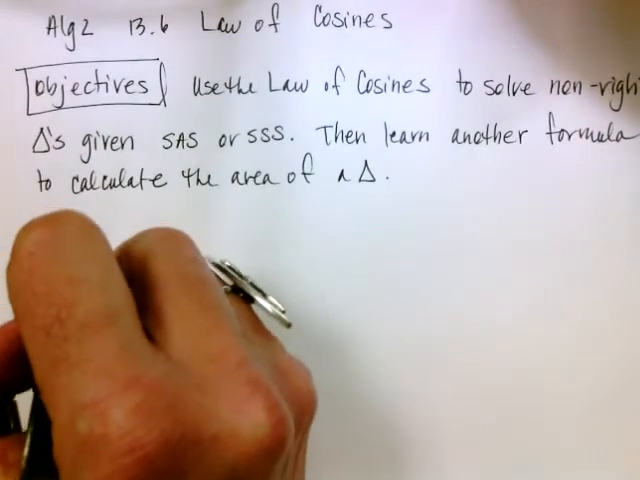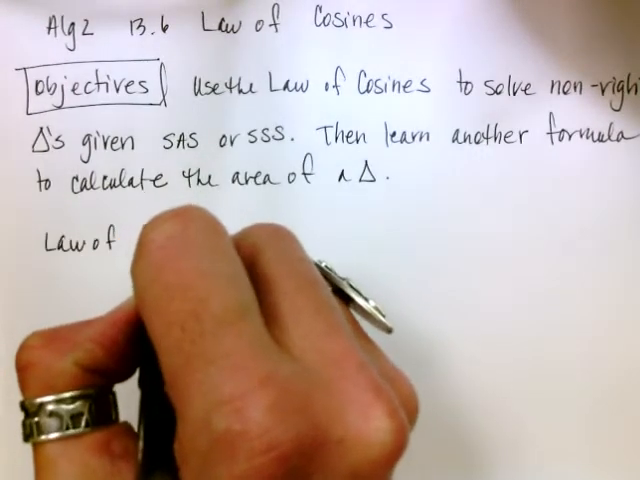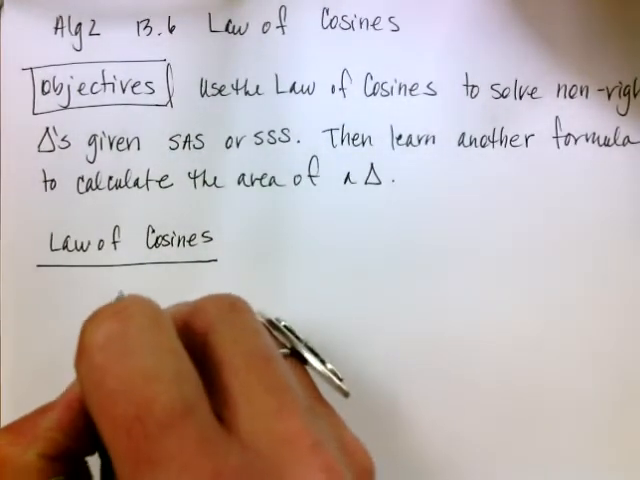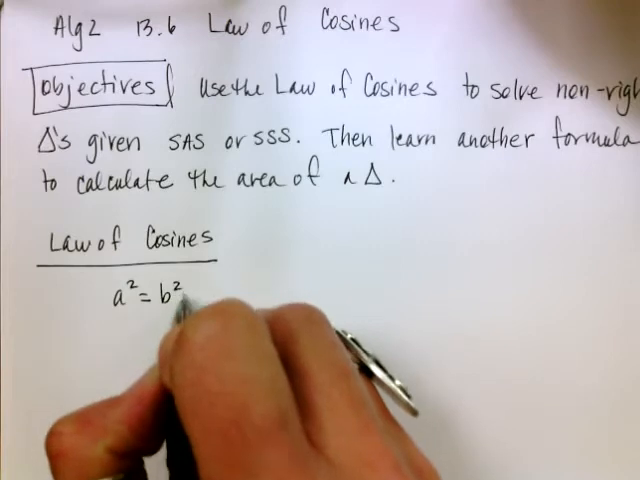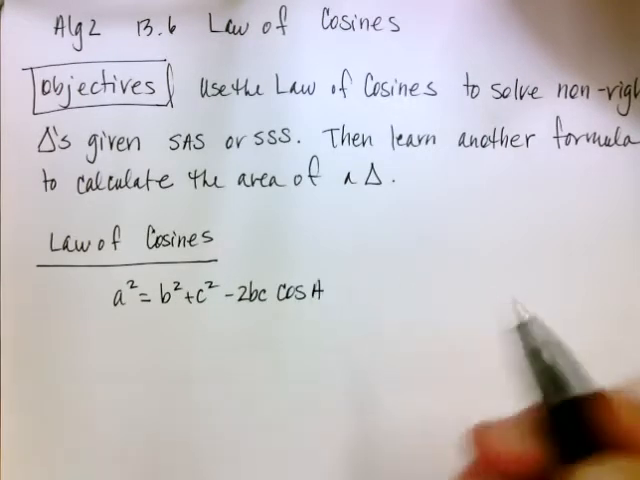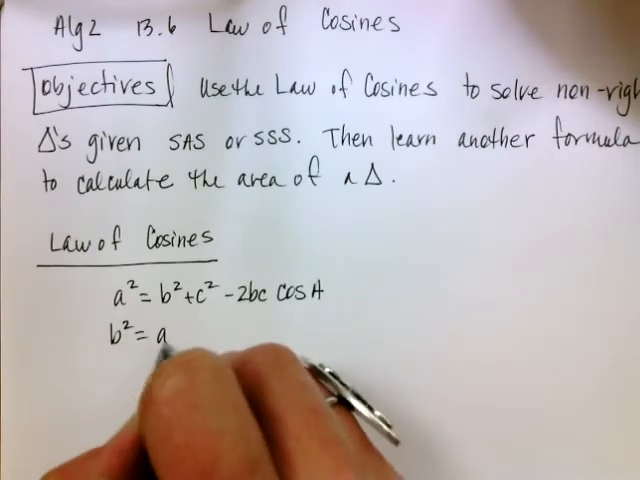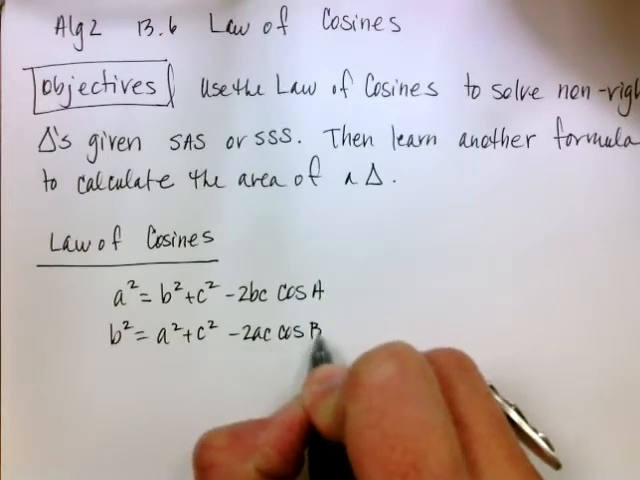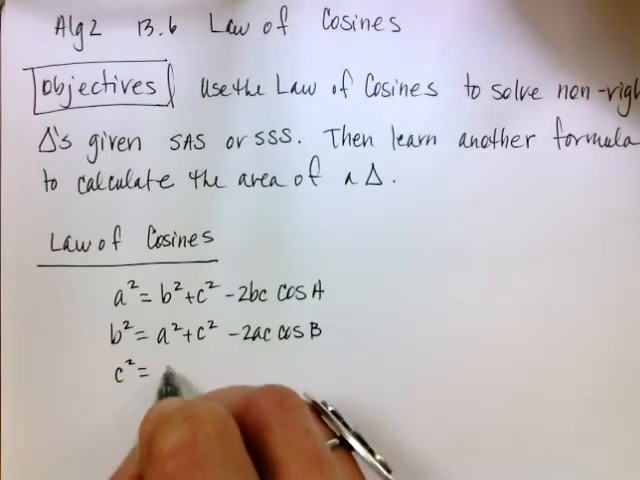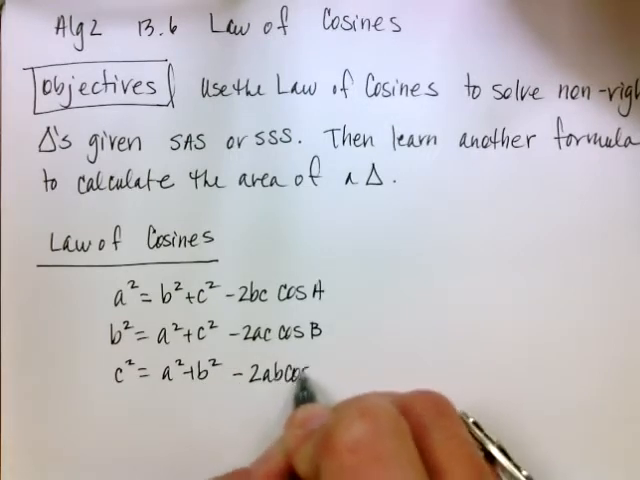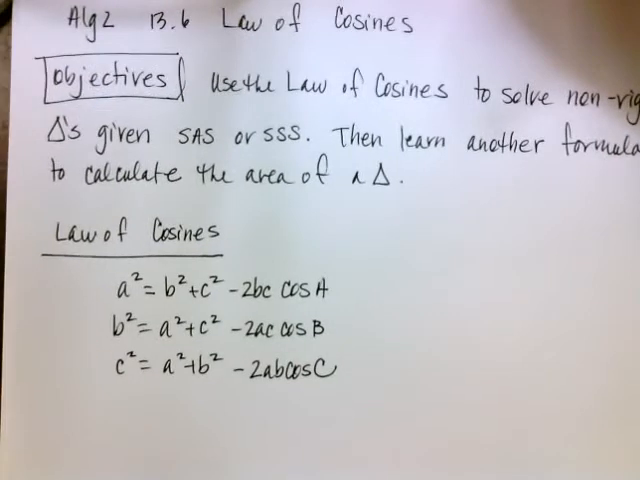All right, so the law of cosines, and I will give you this on a quiz or exam. The formulas are a little bit entertaining. a squared is equal to b squared plus c squared minus 2bc cosine of A. b squared is a squared plus c squared minus 2ac cosine B. And then c squared is a squared plus b squared minus 2ab cosine C. And you use whichever one fits the best for your triangle.